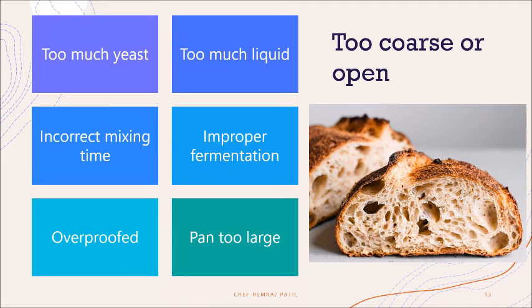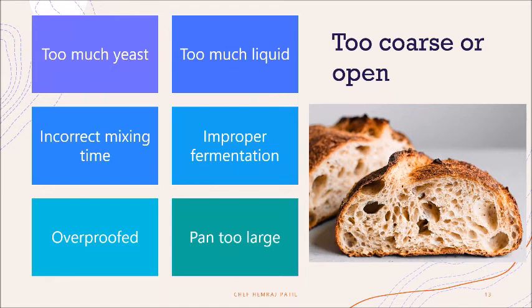Improper fermentation. If the fermentation is too much and not equally fermented, that is because the yeast is not mixed properly. Some places it is more and some places it is less, and in the part where the yeast is more in the dough, it is going to ferment more. Overproofed dough will have more gases in it.